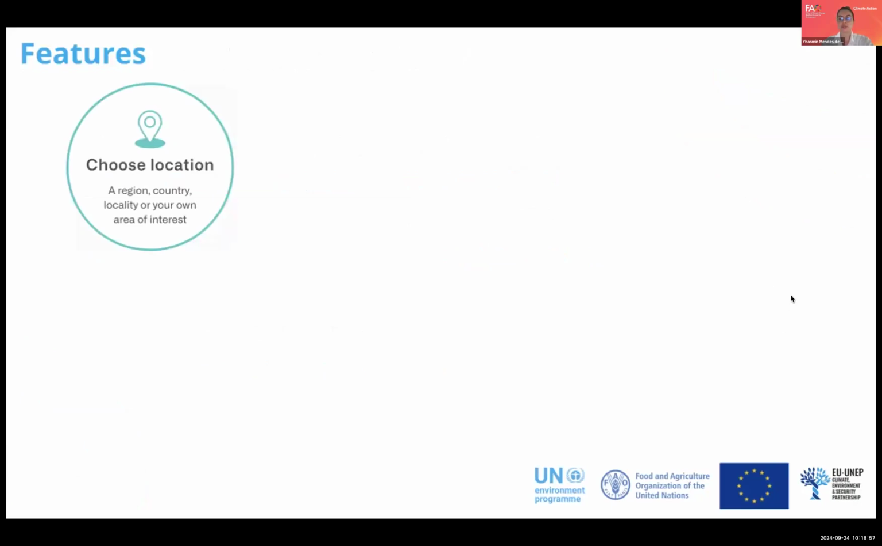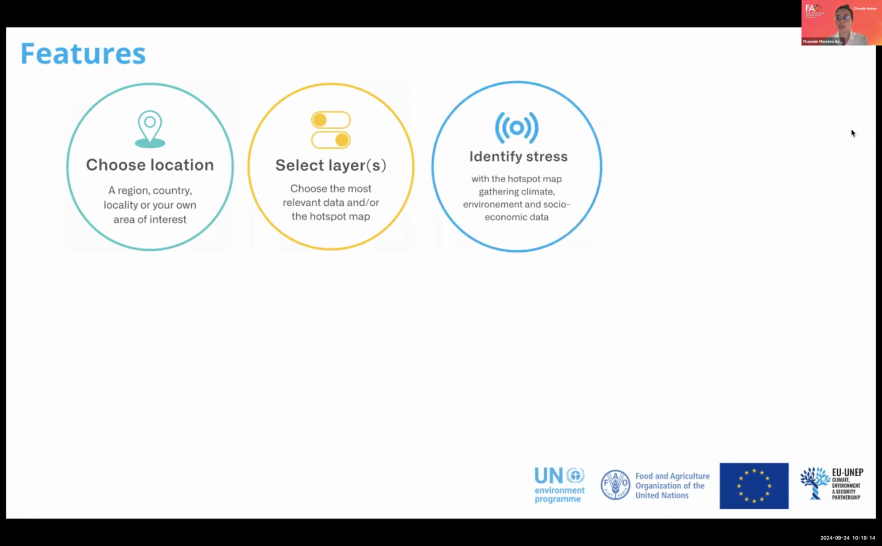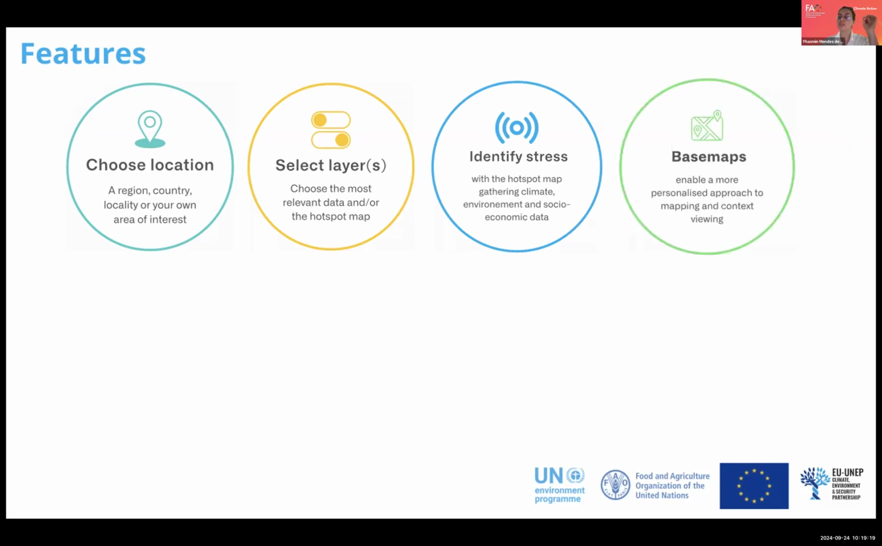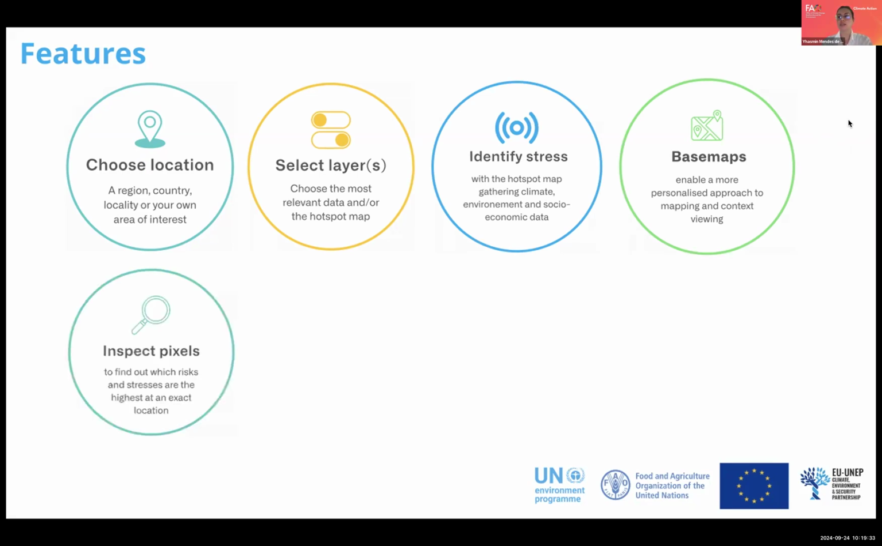The features on the platform are quite intuitive, in my view at least. I hope you also find it that way. You will be able to choose your country and location and select the layers or indicators to visualize on the platform. Identify stress, which means that you can also run some statistics to identify which indicators are the predominant contributors to the hotspot map. You can choose different base maps based mostly on the Google map layout, but also between dark and lighter colors.